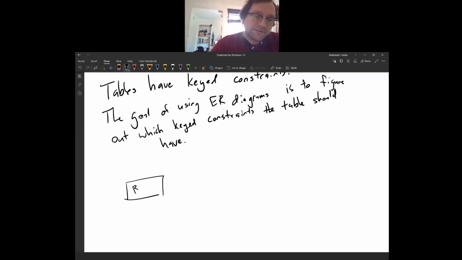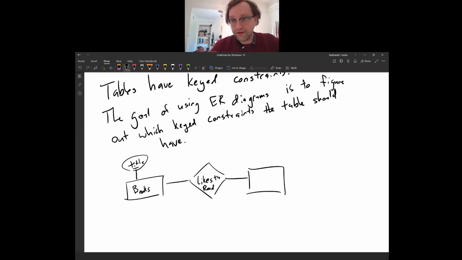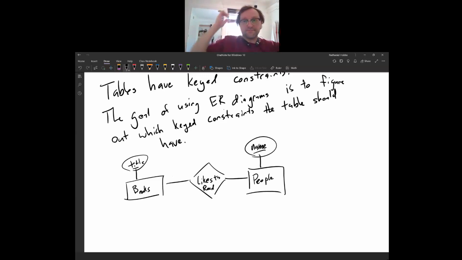I'm going to stick with this book's title, Likes. I would like to ask for a volunteer to help me translate this ER diagram into tables. Anybody remember how to do that? Even if you don't, you can guess. It's okay.